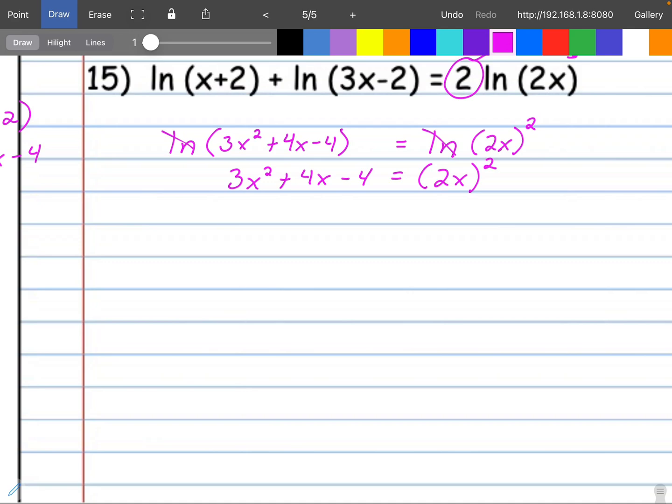So not just 2x squared, but 2x quantity squared. So that means that when we want to write this out, we're squaring both the 2 and the x. That's important, remember that. So we have on the left 3x squared plus 4x minus 4. But then on the right side, if I square both the 2 and the x, then 2 squared is 4, and x squared is x squared. Which now tells me that I am ready to finish solving this.